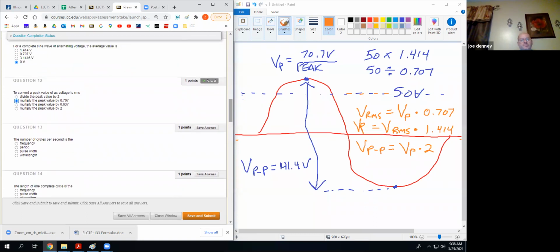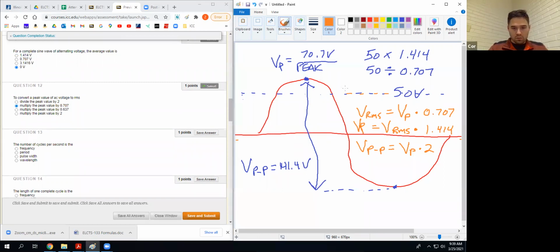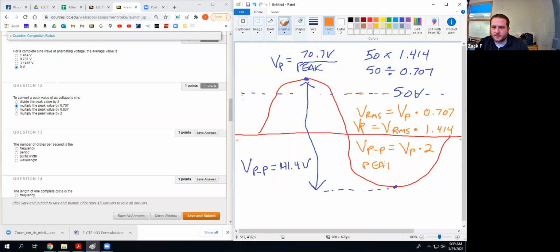The VPP, is that just the two peaks added together basically, like the top peak and the bottom peak? Yep, it's V peak to peak. This P dash P means peak to peak. Peak to peak value.